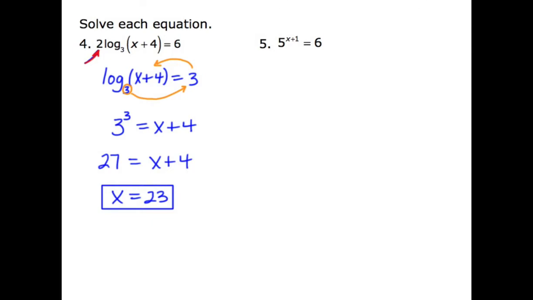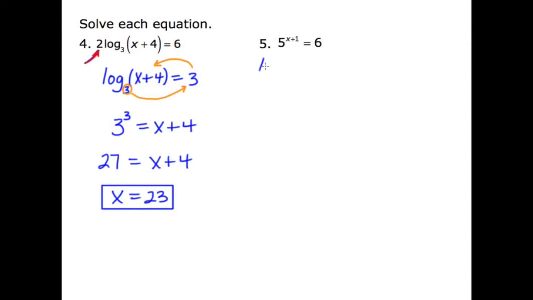In number 5, the question is 5 to the power of x plus 1 equals 6. Now, if it were possible to get common bases with both a 5 and a 6, this would be a pretty easy question, except that it's not possible to do that. So my strategy here will be to take the log of both sides. In doing that, I'll end up with the log of 5 to the power of x plus 1 equals the log of 6.